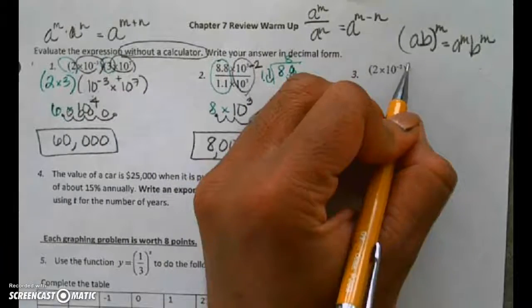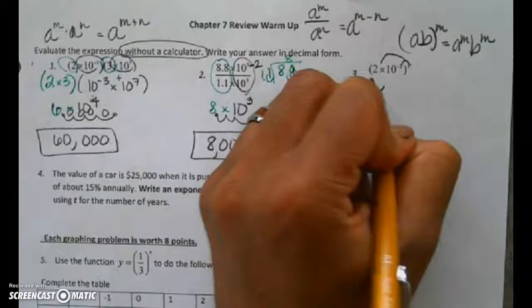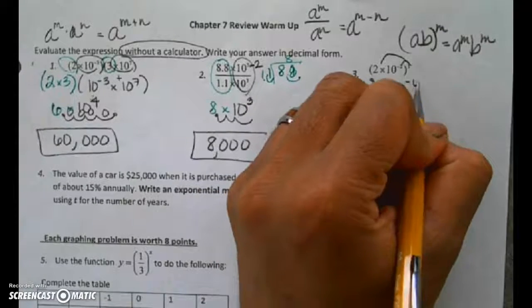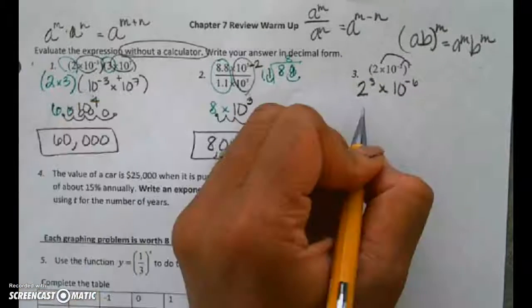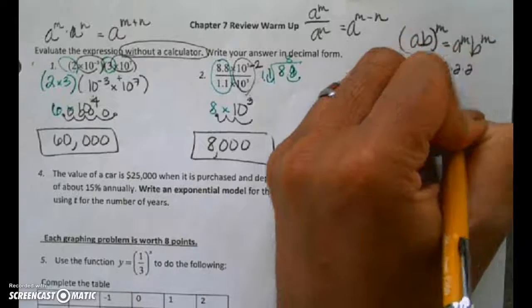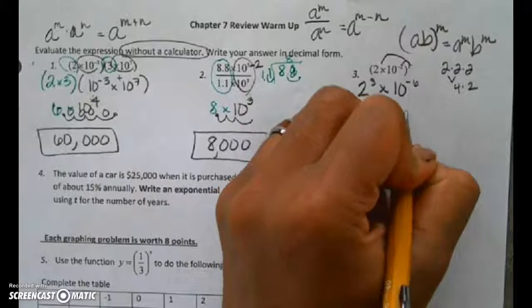So if I distribute this exponent here and then to this one, I'll have 2 to the 3rd times 10 to the negative 2 times 3 to the negative 6, to the 3rd. I like that number. It's 2 times 2 times 2. So 4 times 2, that gives me 8 times 10 to the negative 6.